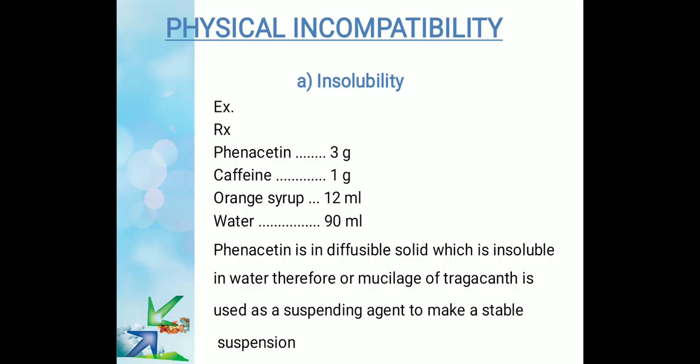Let us discuss an example of insolubility. Consider a prescription containing phenacetin, caffeine, orange syrup and water, in which we have to formulate a mixture. Now in this case, phenacetin is an indivisible substance. As it is insoluble in water, obviously we have to make it evenly distributed in the vehicle, and for that purpose a suspending agent is used, like compound powder of tragacanth or mucilage of tragacanth, so as to make a stable suspension or stable mixture.